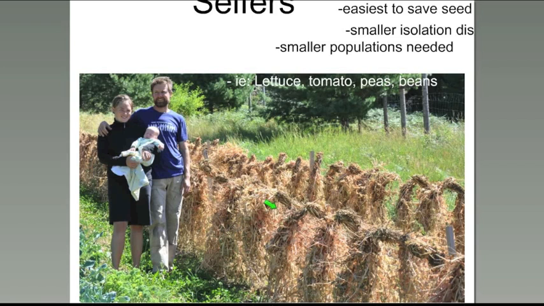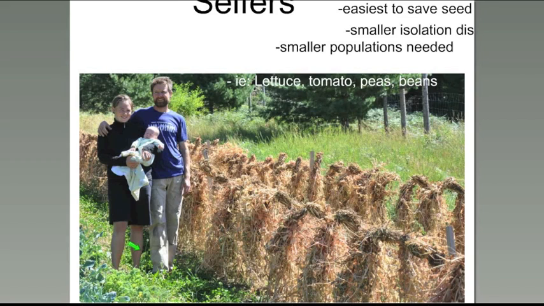The four easiest plants to save seed from and do it successfully, in my opinion, are lettuce, tomatoes, peas, and beans. So I always recommend those four crops as great ones to start with if you're just getting started. This picture here is my wife and I and our child beside one of the self-pollinating crops.